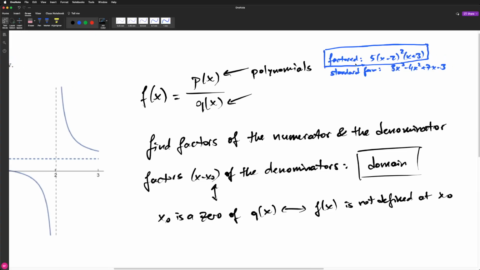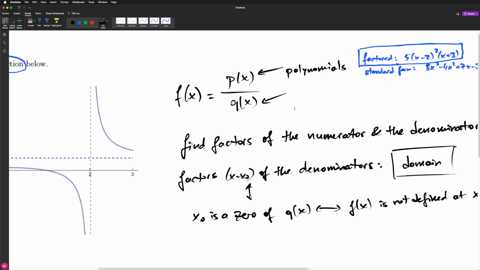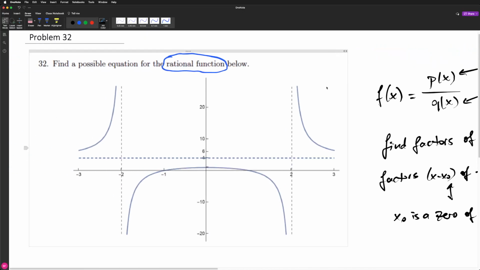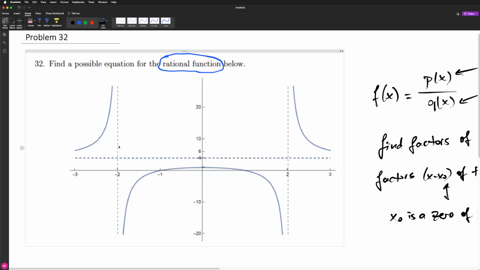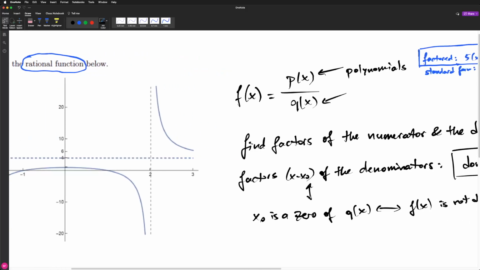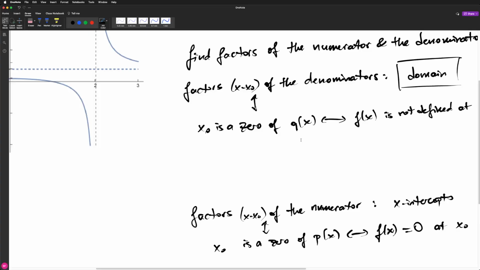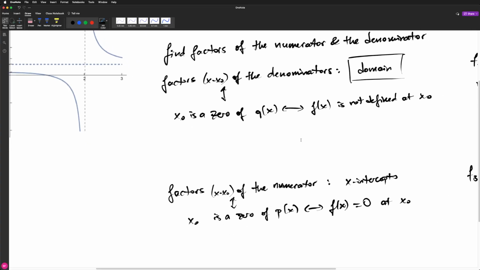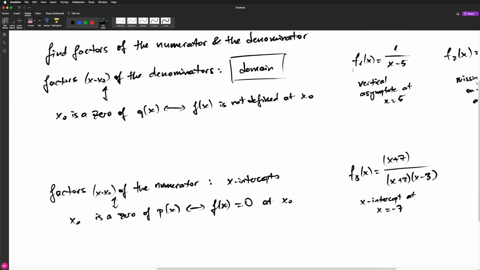So getting from standard to factored form was a topic that we spent time with. Anyway, what I will be doing is making some observations from this graph and trying to discover some factors, both on top and at the bottom. And the role the factors on the denominator and the numerator play is as follows. The factors of the denominator are responsible for the domain. So you start with the bottom of the rational expression.